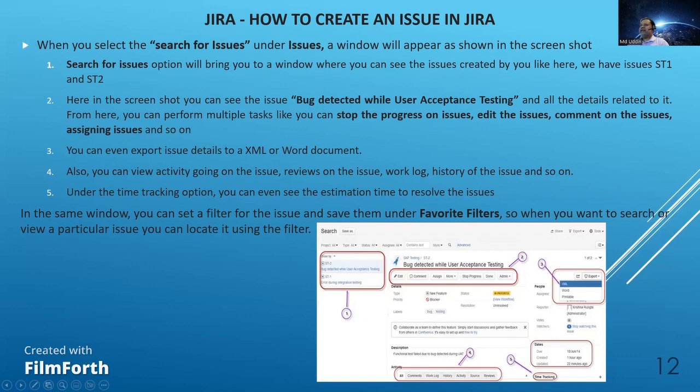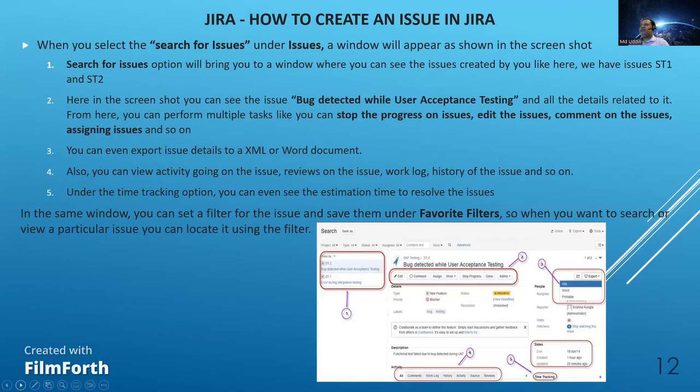And 5, time tracking. So under this option, you can even see the estimation time to resolve the issue, meaning how long it will take to resolve the issue. Maybe you are waiting for the developer to fix this issue and then you can retest it, right? So in time tracker, the developer might provide you an estimated time when it can be fixed. So you can see that also. So all this information you can see when you search it and within the issues. Any question?